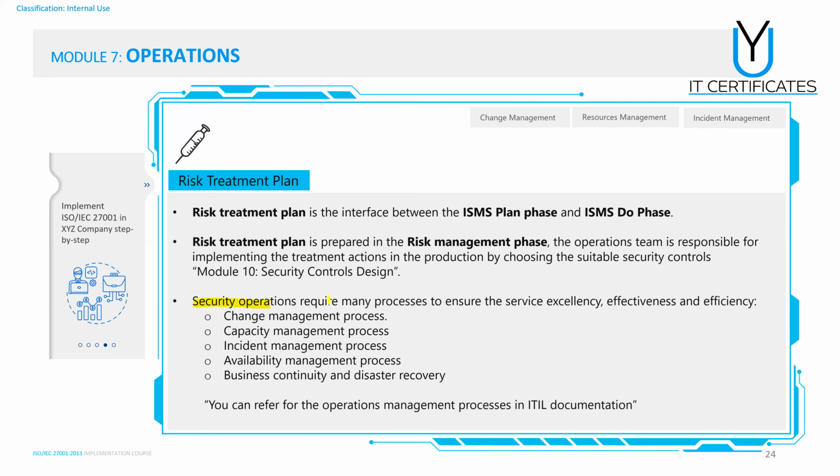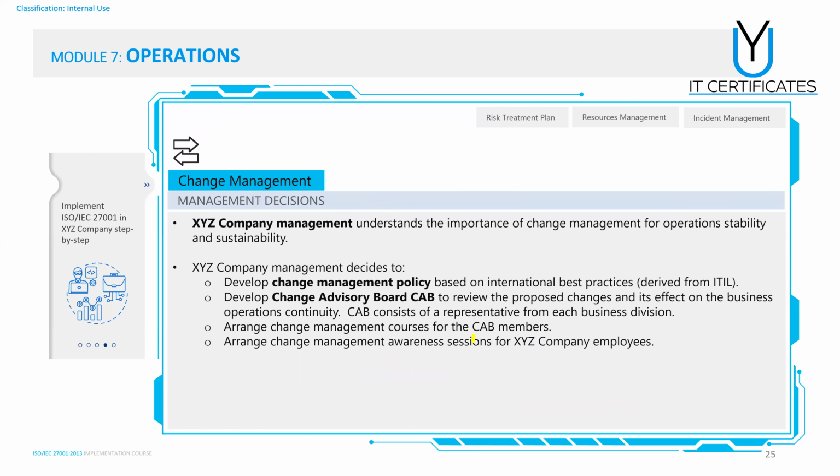The security operation requires many processes, as we mentioned: the change management, the capacity management, the incident management process, availability management, business and disaster management, and of course, I give you the reference here, it is the ITIL documentation. XYZ company agreed that we have to implement all these processes in the company.